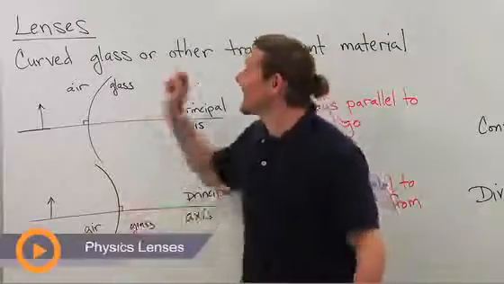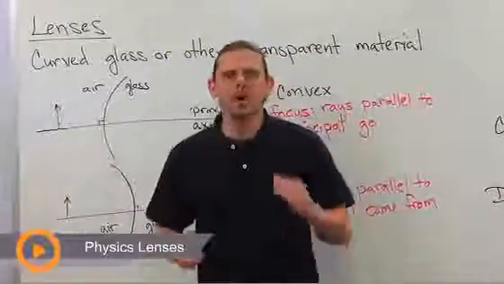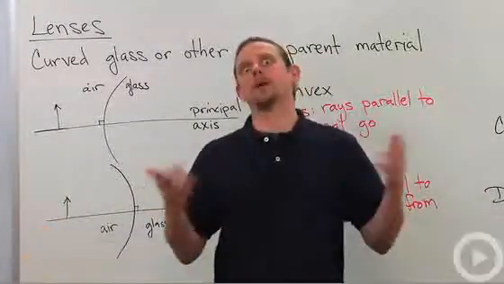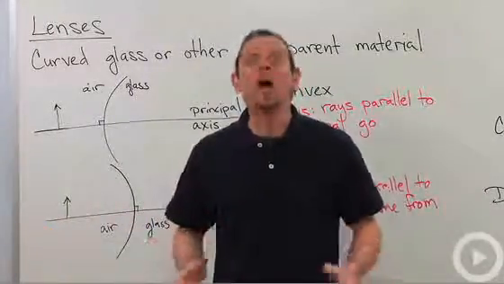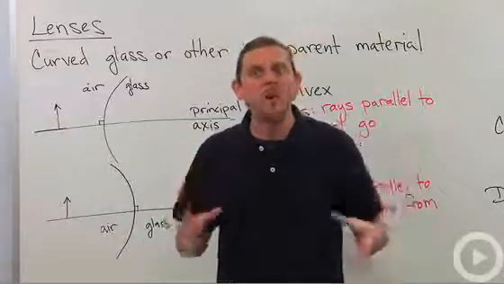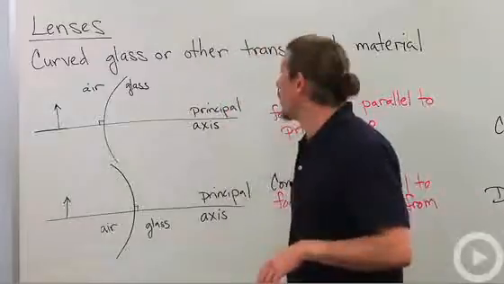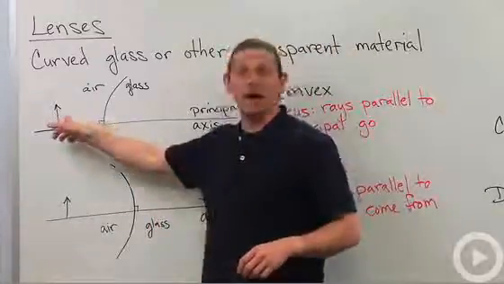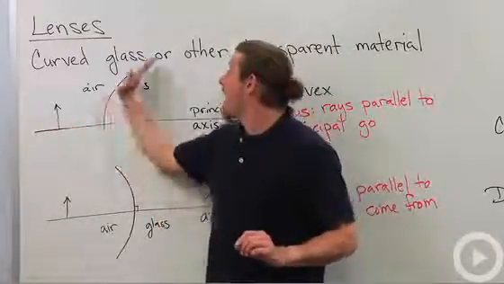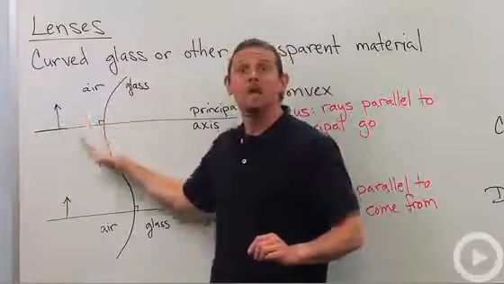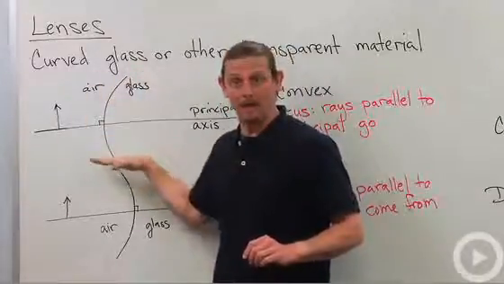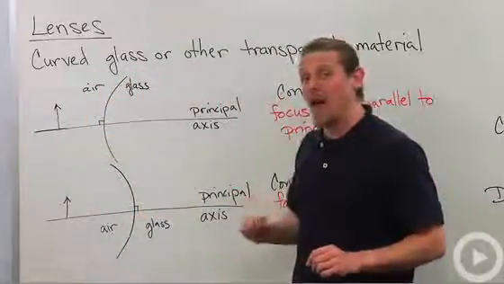So let's talk about lenses. A lens is a curved piece of glass or some other transparent material that we're going to use to focus light and generate some images. So let's see how it goes. Suppose that I've got an object out here in air, and then I've got a piece of glass that's curved outward like this, in a convex way.